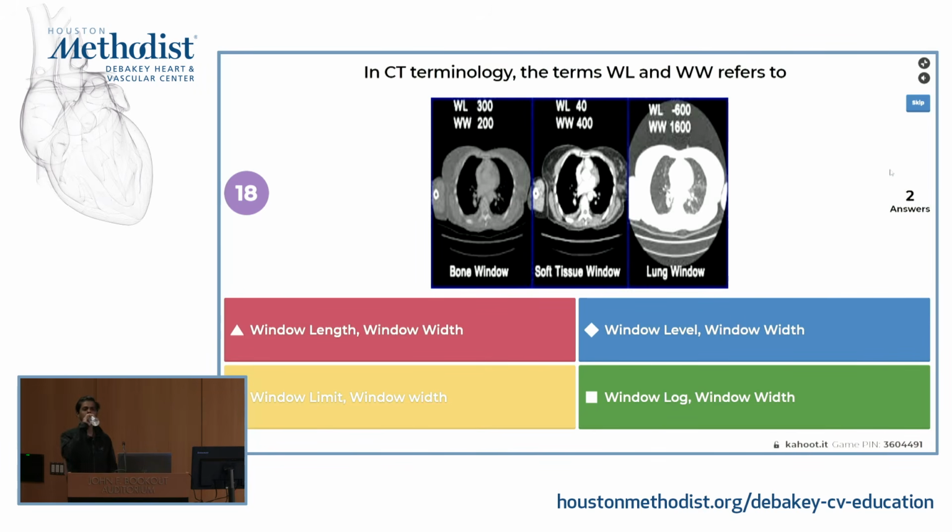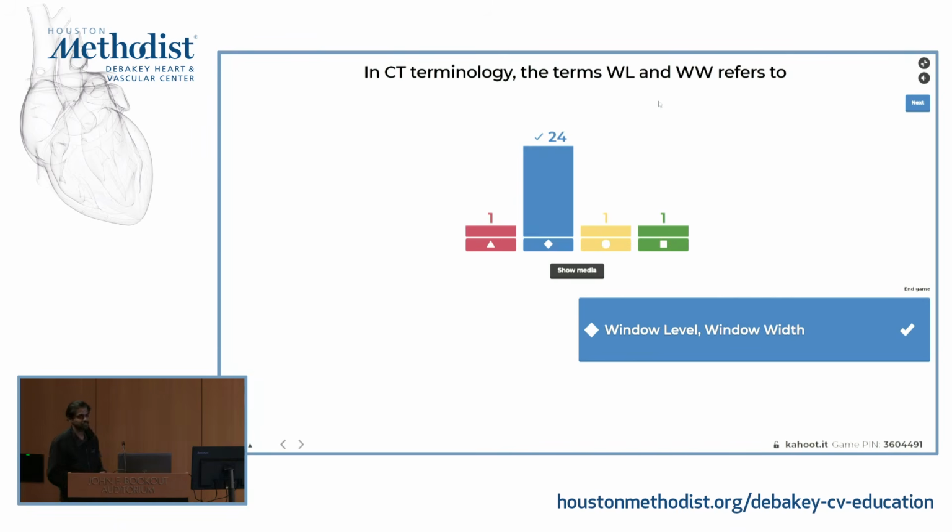WW. So in case you already answered, you can see in the picture, in the lung window, the window level is at negative, and most often it's more than the width, it's the level or the center of your window that matters.